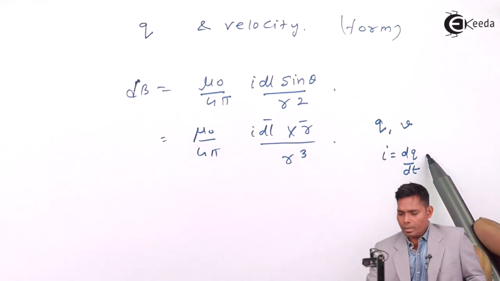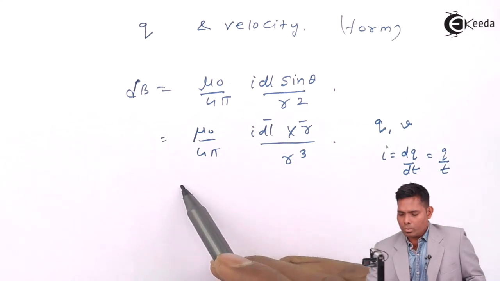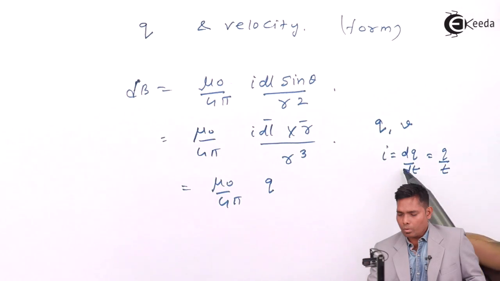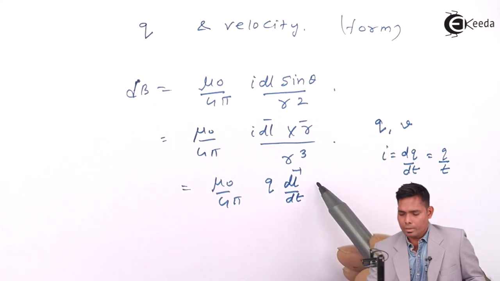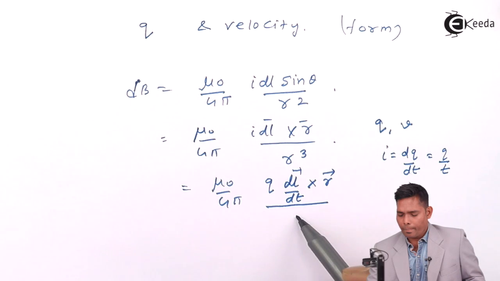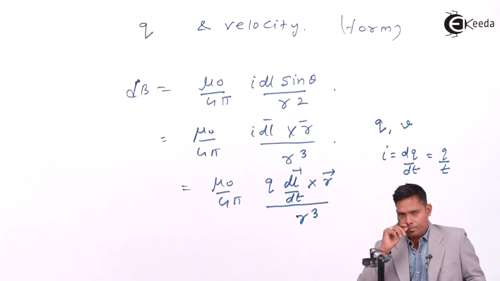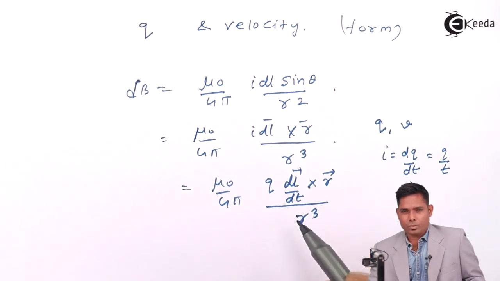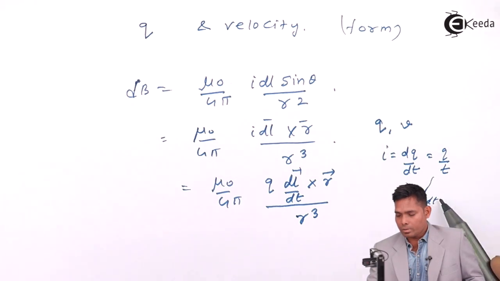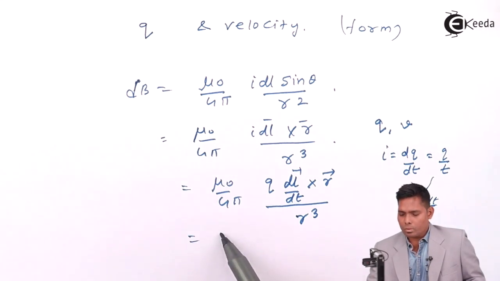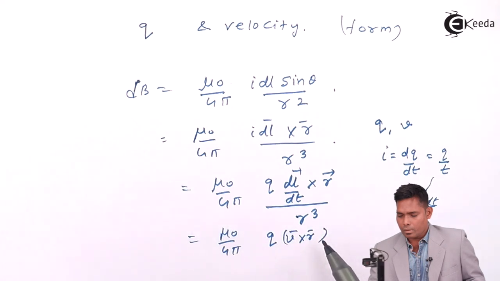That means in place of I, I can write dq by dt. So I equals q by t. So I'll write this as dq by dt, no problem. So this dl by dt into r vector divided by r cube. This is your velocity, dl by dt, because what is flowing is current flowing through this length. Suppose it takes time dt to cross the length. The speed is this length divided by this time. So therefore, this is mu naught by 4 pi, q v cross r divided by r cube. Okay, thank you.